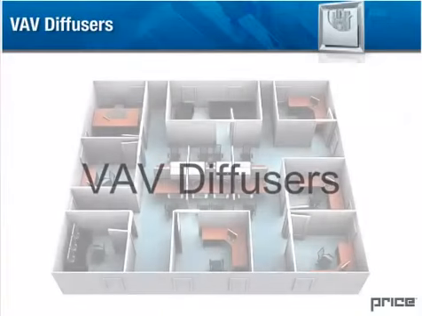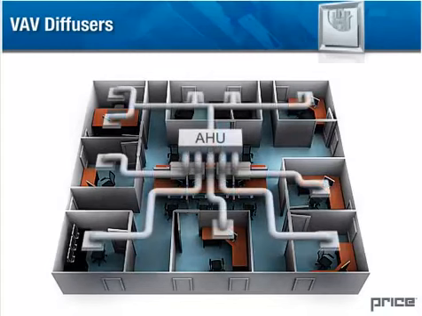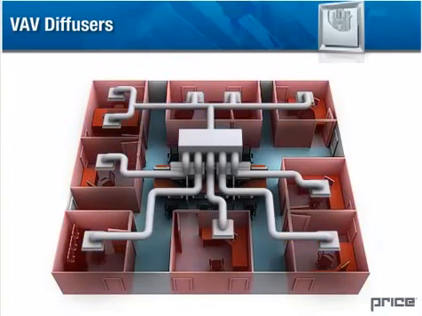VAV diffusers. If we imagine that this small office only has one rooftop unit and one thermostat, the system can only satisfy one of the cooling or heating calls. A VAV diffuser can be incorporated into each room to maintain proper thermal comfort without additional heating strategies.